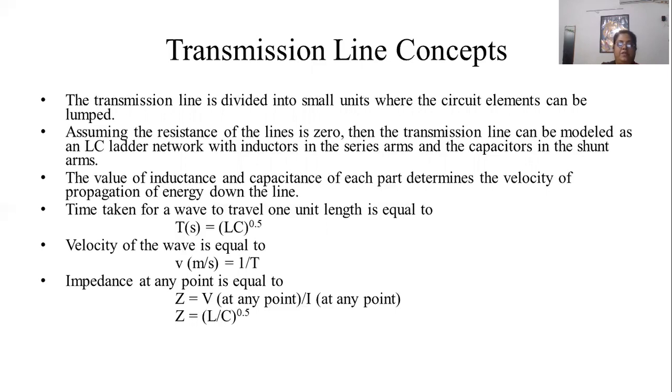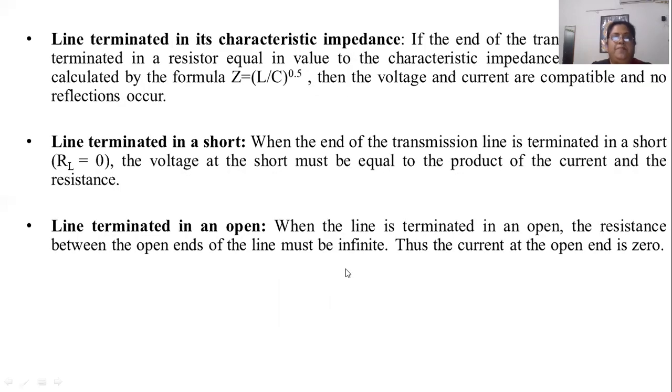Velocity of the wave in meters per second is equal to 1 upon T. Impedance at any point is Z equals V at any point upon I, the current at any point. Z is equal to the square root of L upon C.